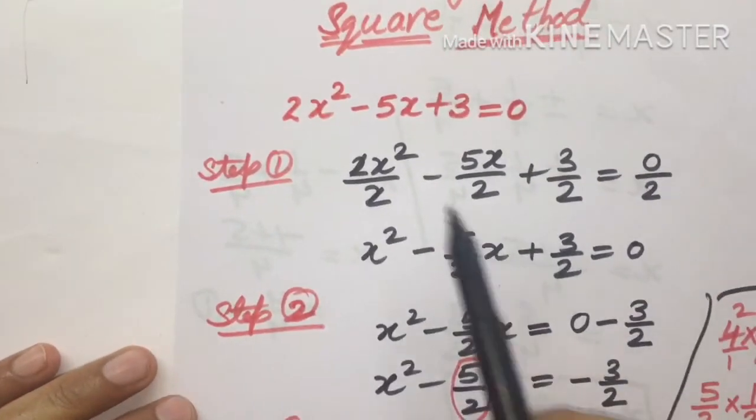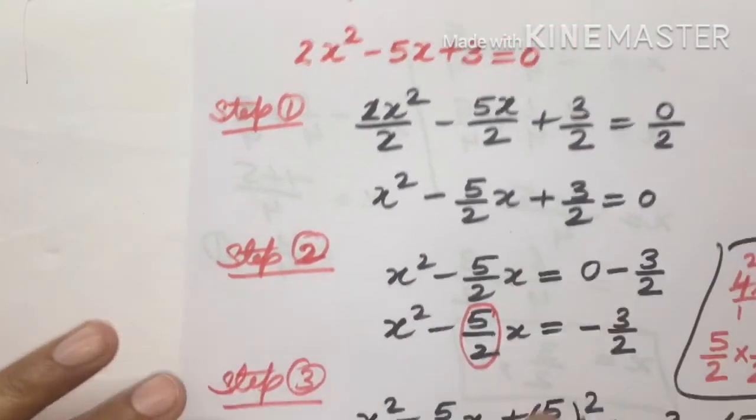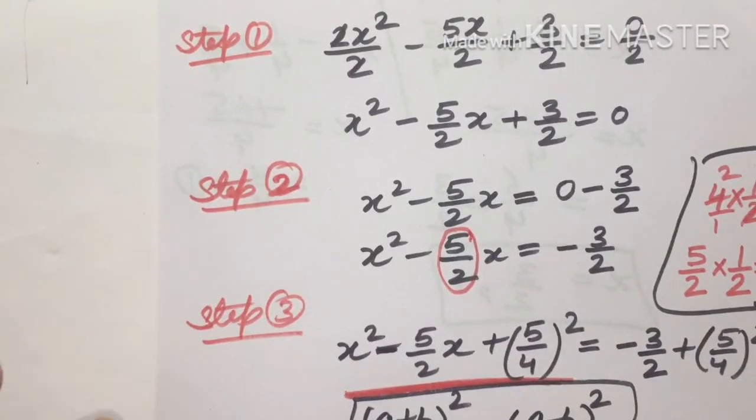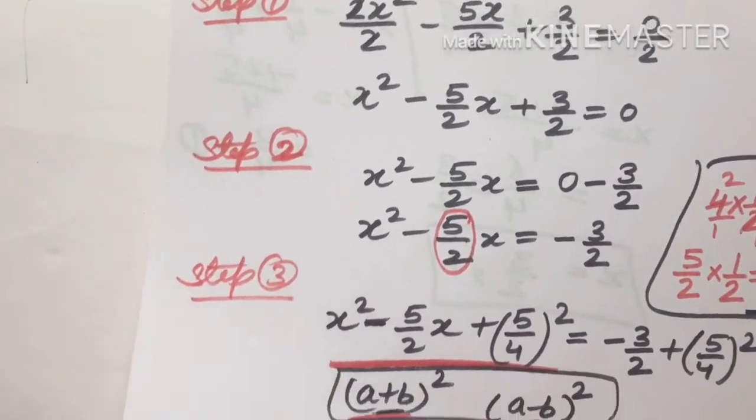So in this way, step by step, we can solve any quadratic equation by using the completing the square method, and we can find out the value of the variables. One more example I will take.